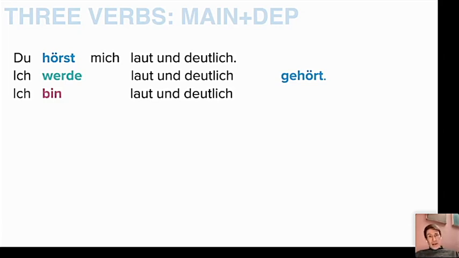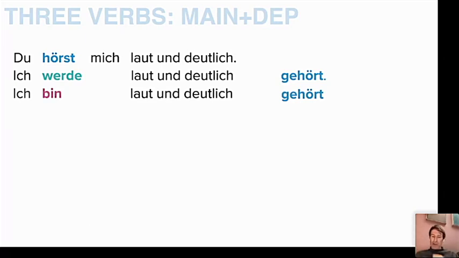So I want you to notice that whenever you add a verb, you add it on position 2. And there was a verb before, so the new verb pushes the old verb to the end. Werde pushed hören to the end, and it changed its form as well. Now bin pushes werde to the end. Gehört stays where it is. No further movement here. It's not juggling. It's really just one at a time.